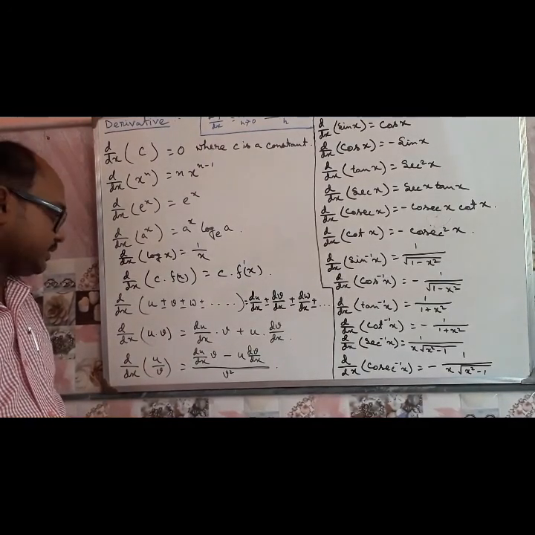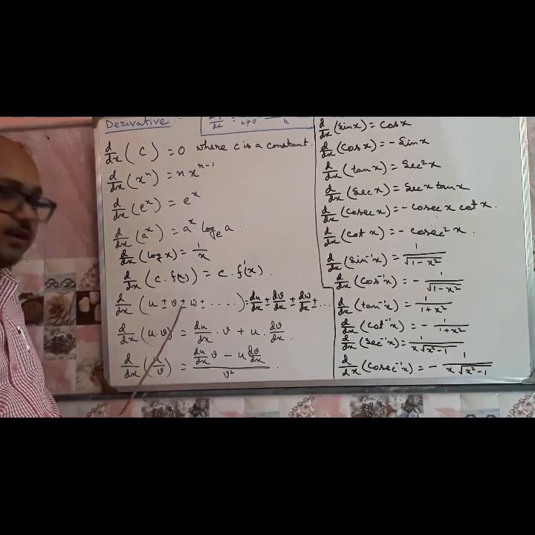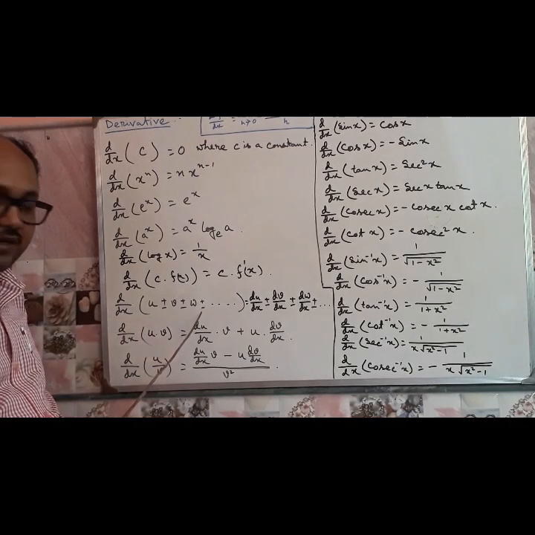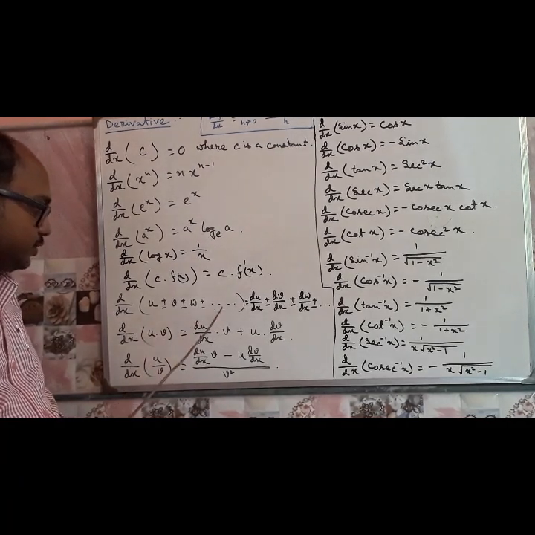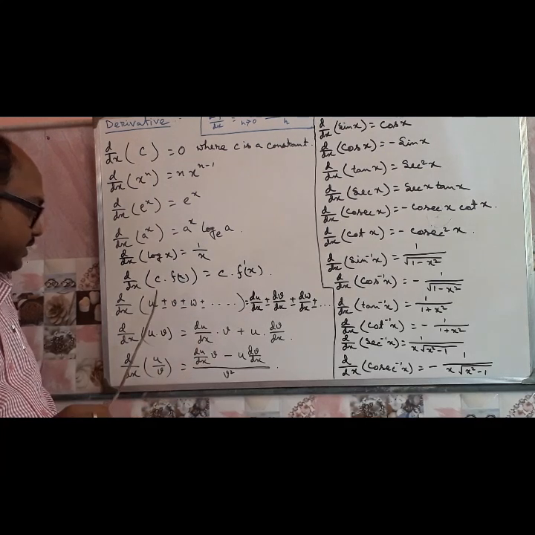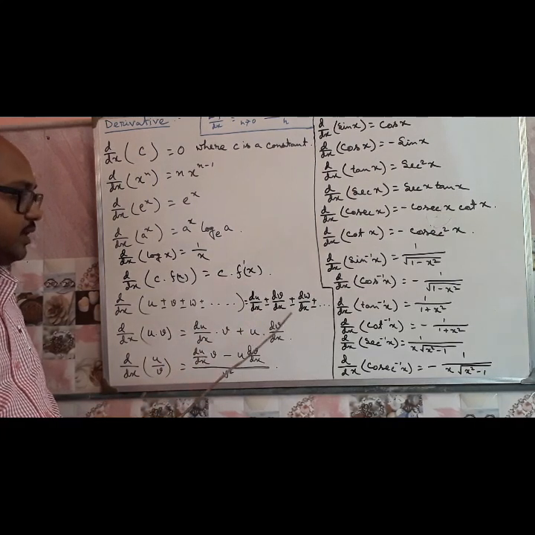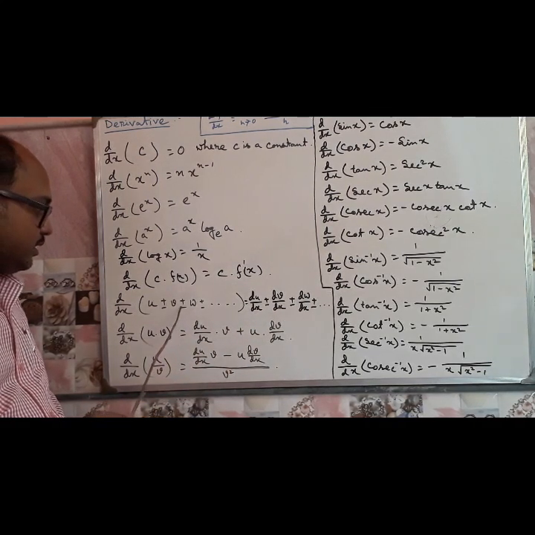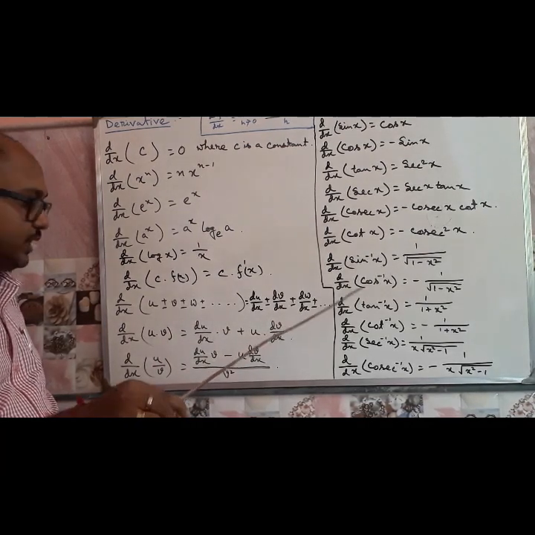Now, if the functions u, v, w are added, or the difference of these functions is given, then the derivative of the whole is equal to the derivative of the first function, if it is plus then plus, if it is minus then minus, the derivative of the second function, then the corresponding sign, the derivative of the third function, and so on.